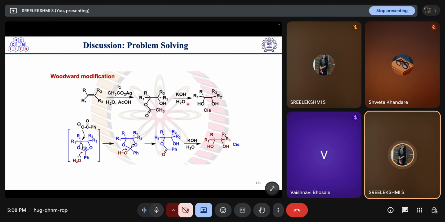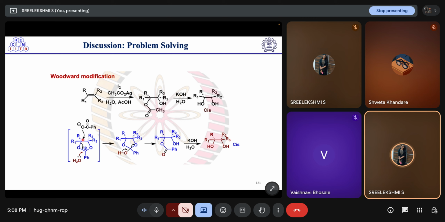So what is happening here? Previously in the mechanism we have seen this intermediate. So in Prevost reaction, what will happen? This intermediate will be attacked by a benzoate anion from the opposite side, so it will give the trans diol.